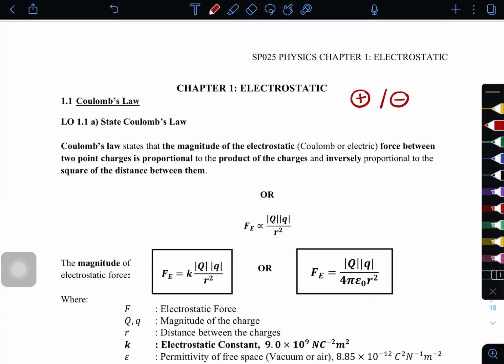The first learning objective, 1.1a, is state Coulomb's law. Coulomb's law states that the magnitude of the electrostatic force between 2 point charges is proportional to the product of the charges and inversely proportional to the square of the distance between them. It is a long law, but we can understand. The first part says the magnitude, so magnitude is nilai, of the electrostatic force between 2 point charges.